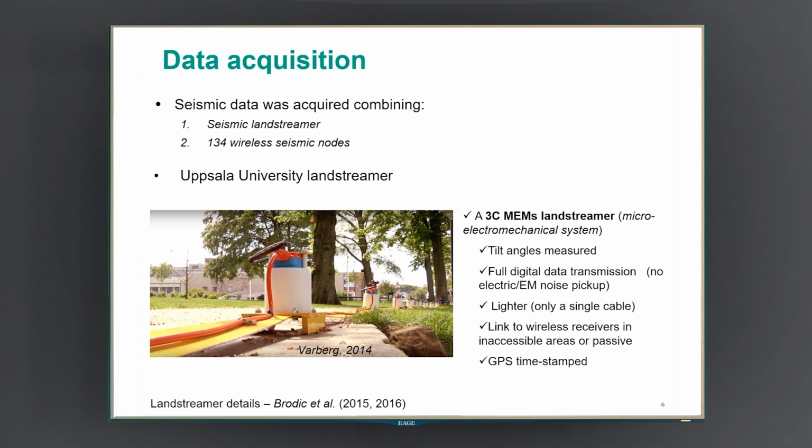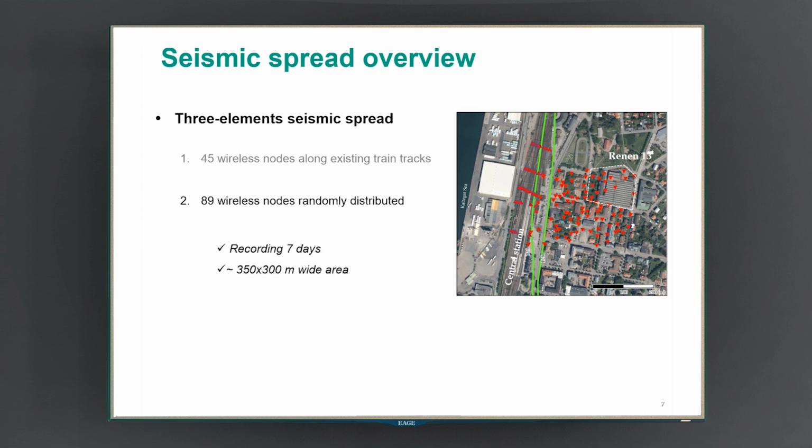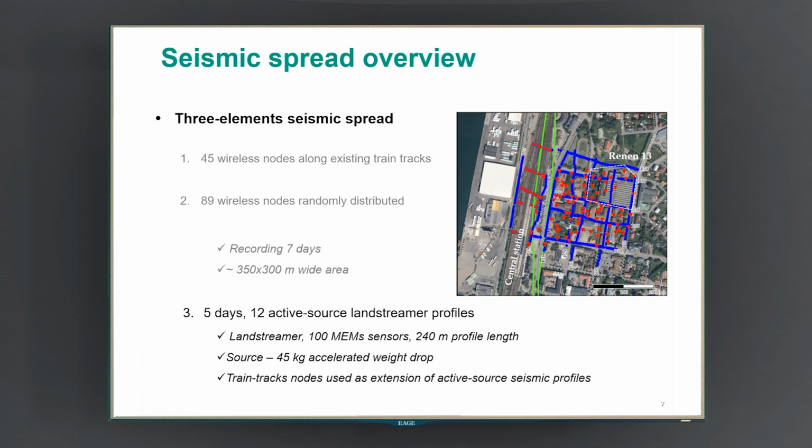The photo shows the entire landstreamer assembly with its orange-bluish shapes mounted on sleds and connected with non-stretchable yellow straps. The spread itself at the site involved 3 elements. First, we deployed 45 wireless nodes along existing train tracks. Following this, 89 wireless nodes were randomly distributed along an area 350 by 300 meters. And the last element of the spread was 12 active source landstreamer seismic profiles.